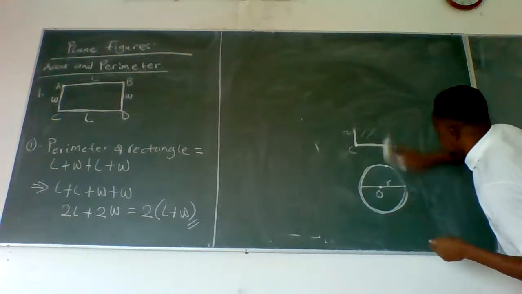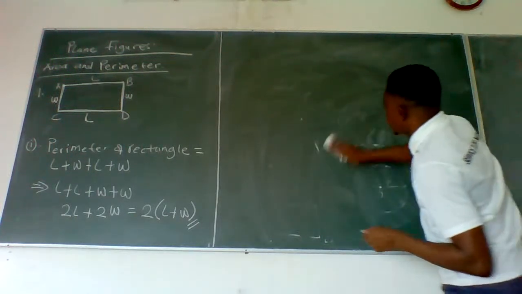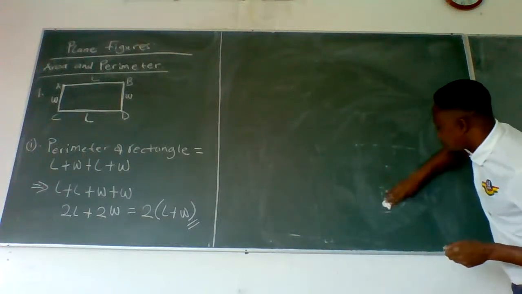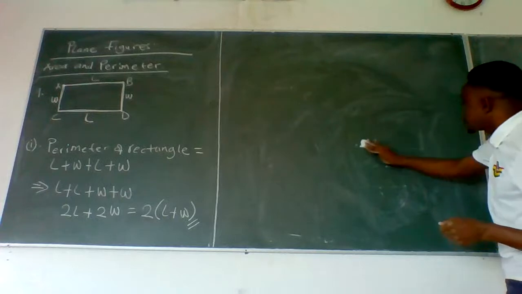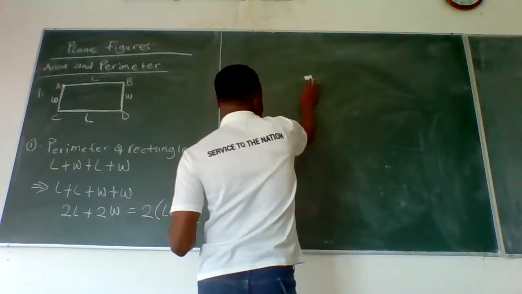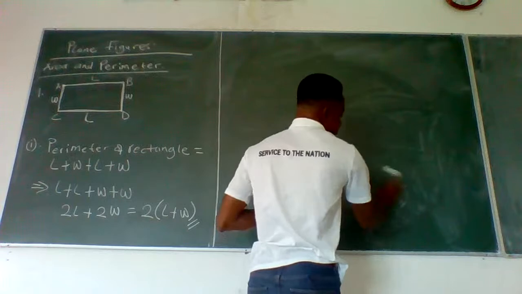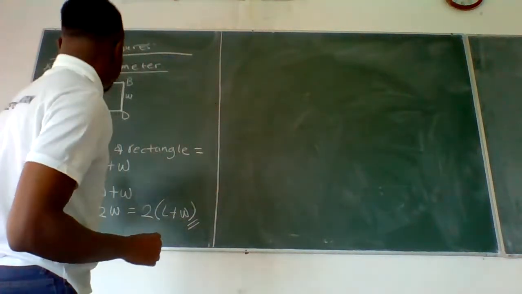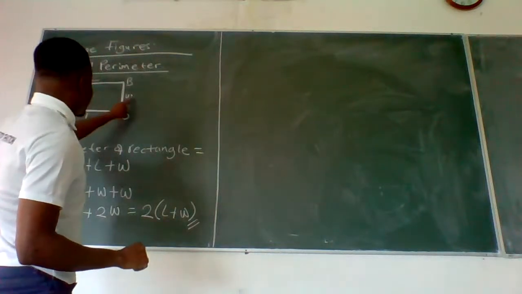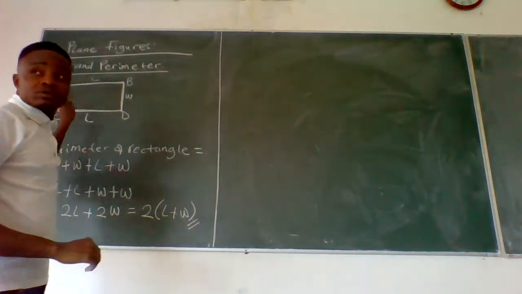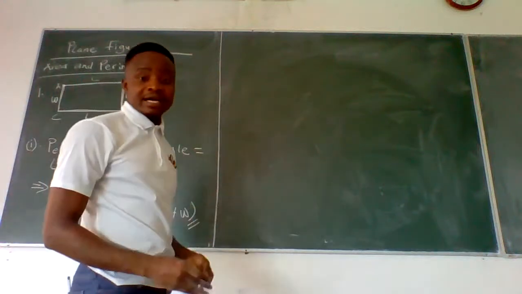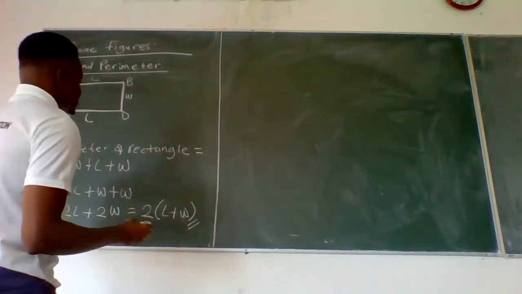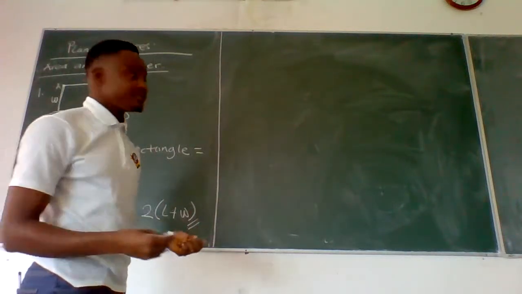So how will the perimeter of a square look like? We all know that a square is a special form of rectangle, with all the sides being equal. So you just represent all the sides with one variable. If this is L, then you have L plus L plus L plus L, which adds up to 4L. So the perimeter of a square is 4L.